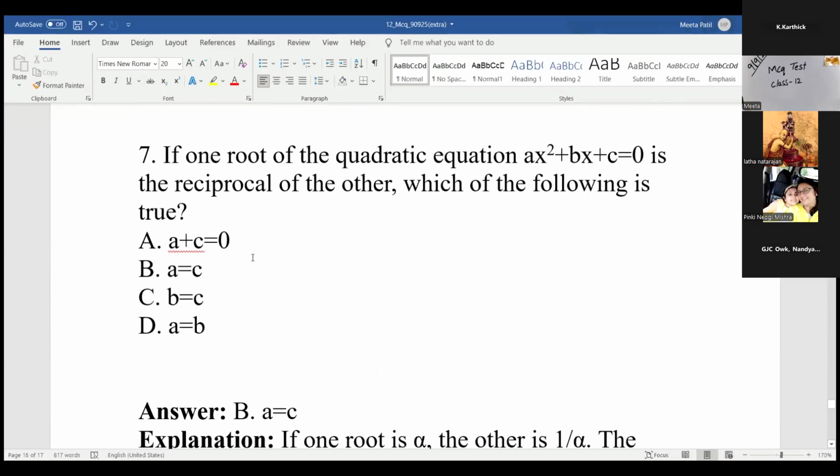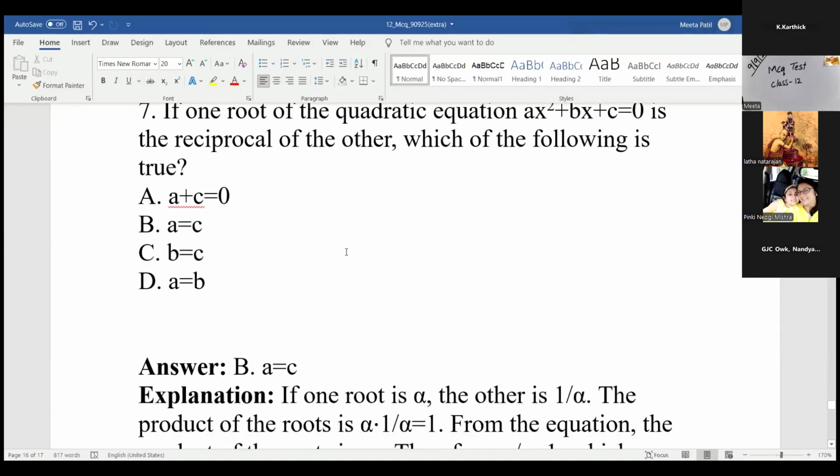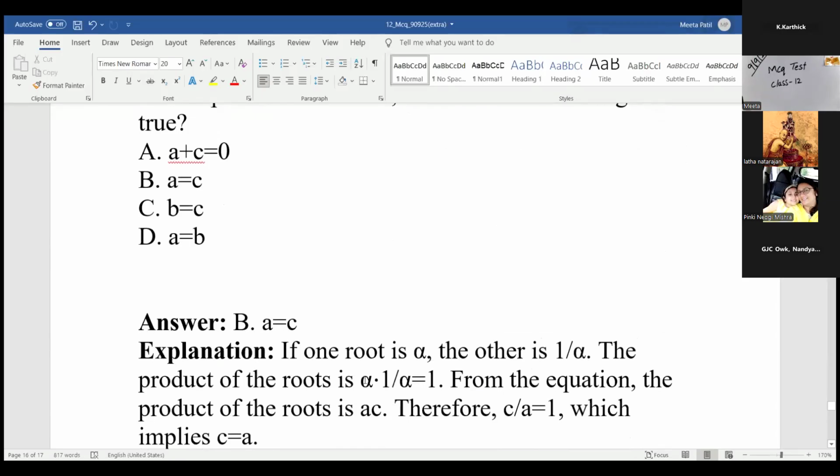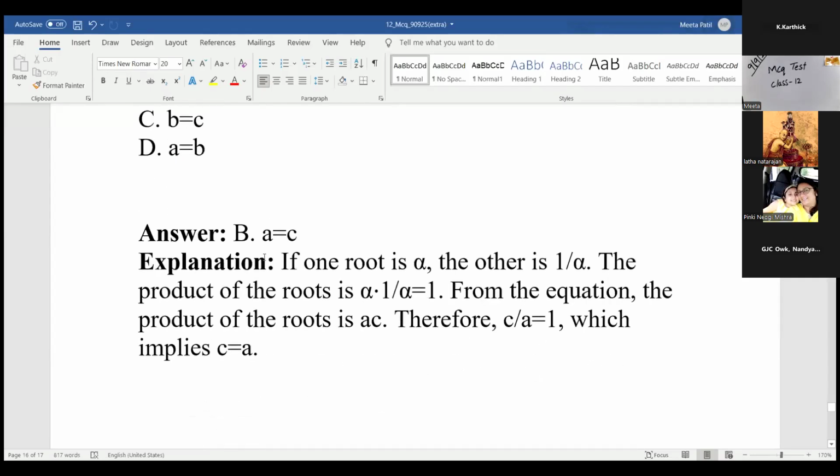Further, you have the seventh question. If one root of the quadratic equation ax square plus bx plus c is equal to 0 is the reciprocal of the other, which of the following is true? Here reciprocals are given, so we take the roots as alpha and 1 by alpha, whose product is equal to 1. We know the product of the roots is c by a, so c by a is equal to 1. That implies c is equal to a. So option B, a is equal to c, is the correct answer.